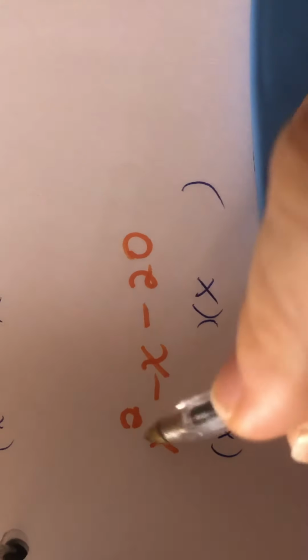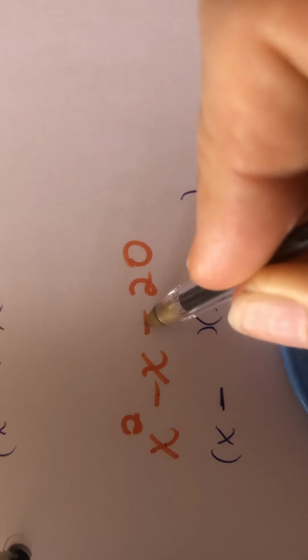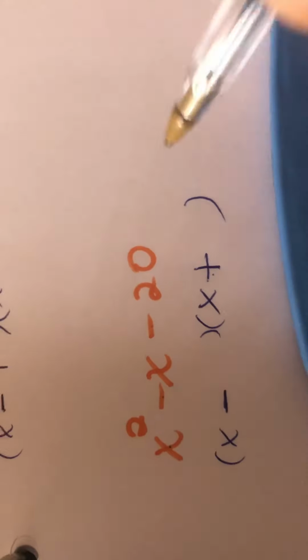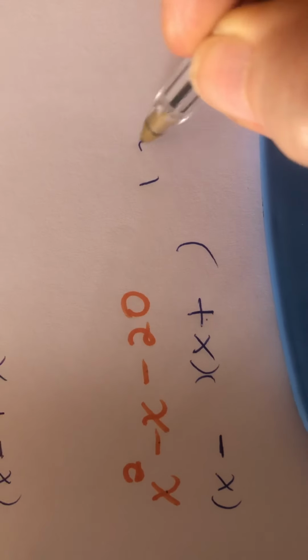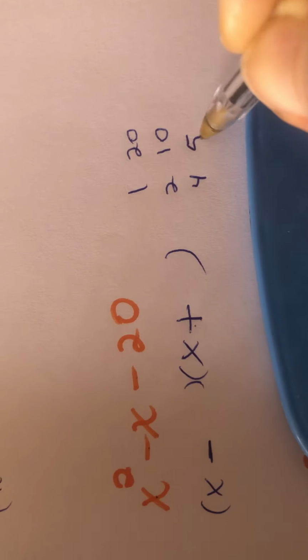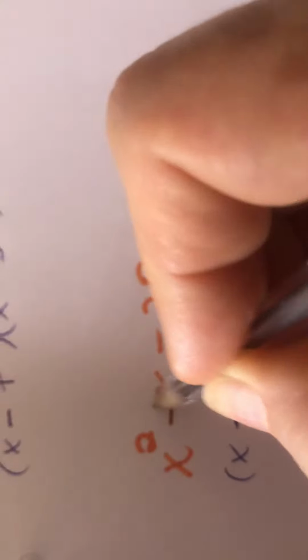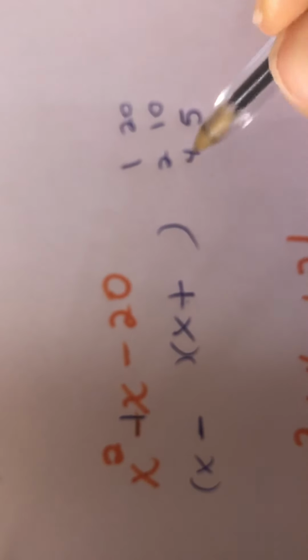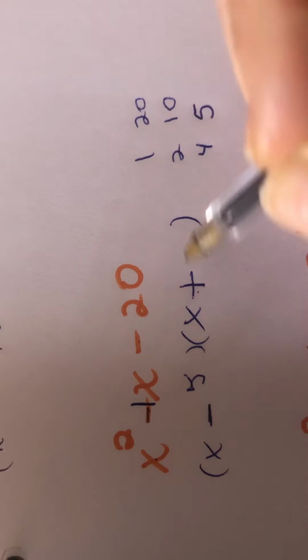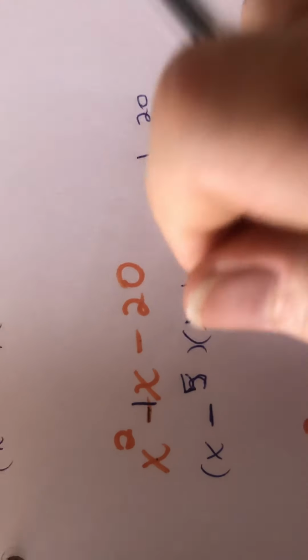Okay, here we go. X times x is x squared. Copy the first sign. Negative times what is negative? Positive. The factors of 20: 1 times 20, 2 times 10, 4 times 5. Which combination subtracted gives me a negative 1? Well, it's 5 and 4. So I put a 5 here and a 4 there. Oops, that 5 looks ugly.